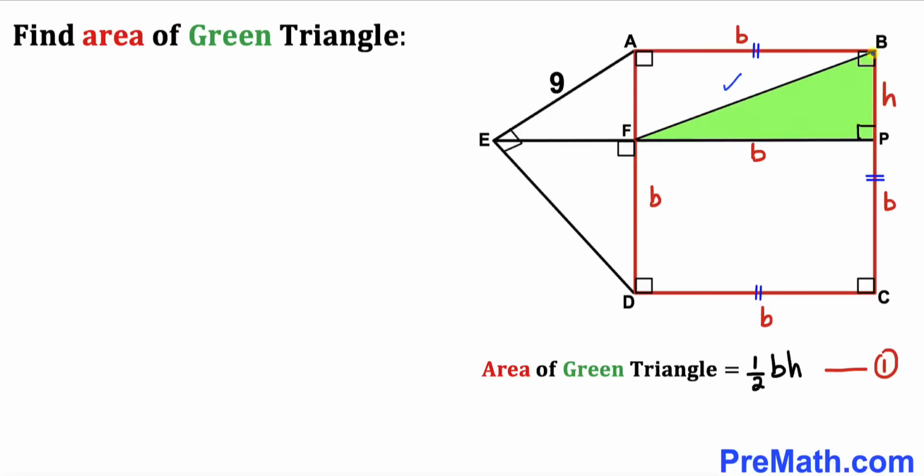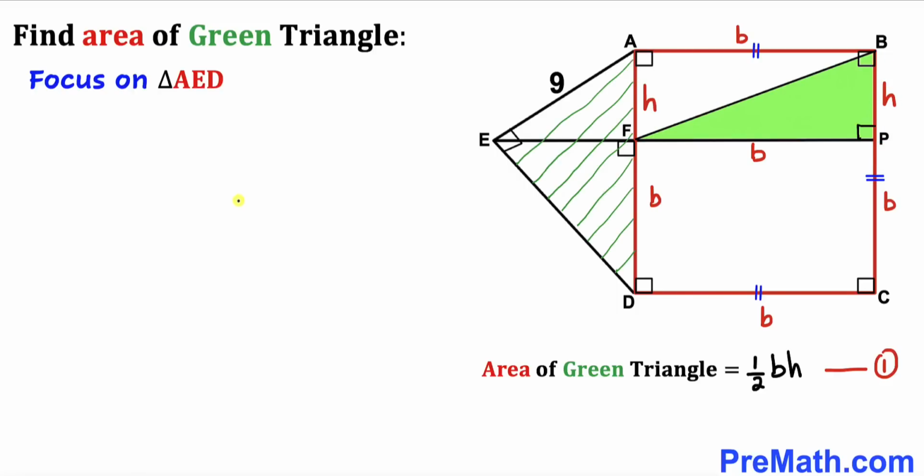And now let's focus on this rectangle ABPF. And we know that these two side lengths BP and AF are equal in length. If this side length is H, then this side length has got to be H as well. And here's our next step. Let's focus on this big right triangle AED.